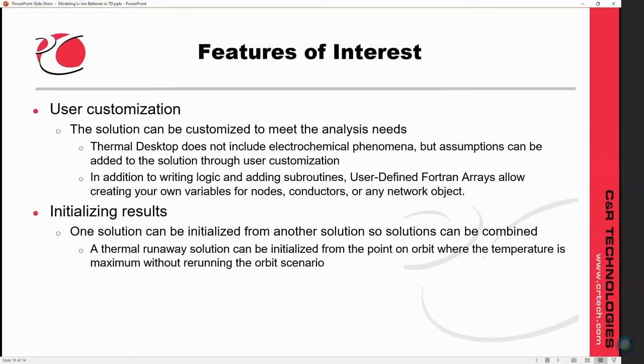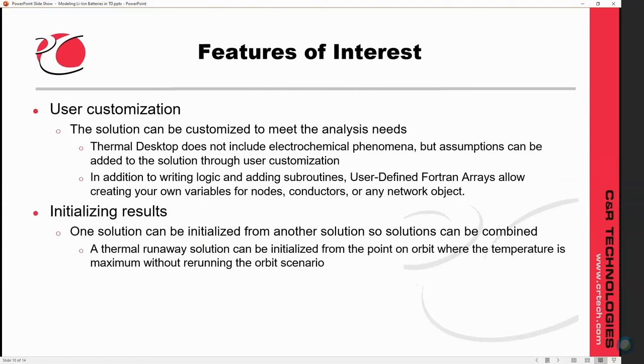User customization is a very powerful feature as well. The solution can be customized to meet the analysis needs. So, like I said, Thermal Desktop doesn't include the electrochemical phenomena, but assumptions can be added to the solution through user customization in order to do this. In addition to writing your own logic or adding subroutines, we have a feature called user-defined Fortran arrays, which allow you to create your own variables for nodes, conductors, or basically any network object, so that you might have a charge level of a node or something like that that's not really relevant to most Thermal Desktop models, but it's very important to you.